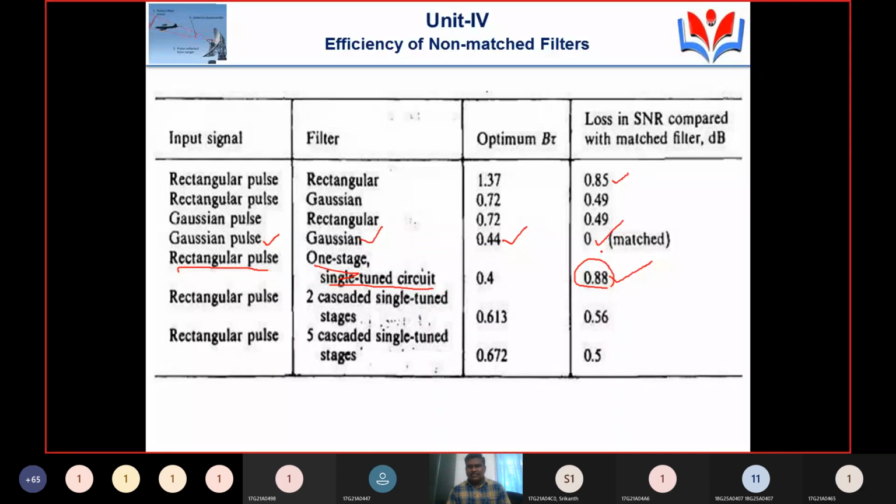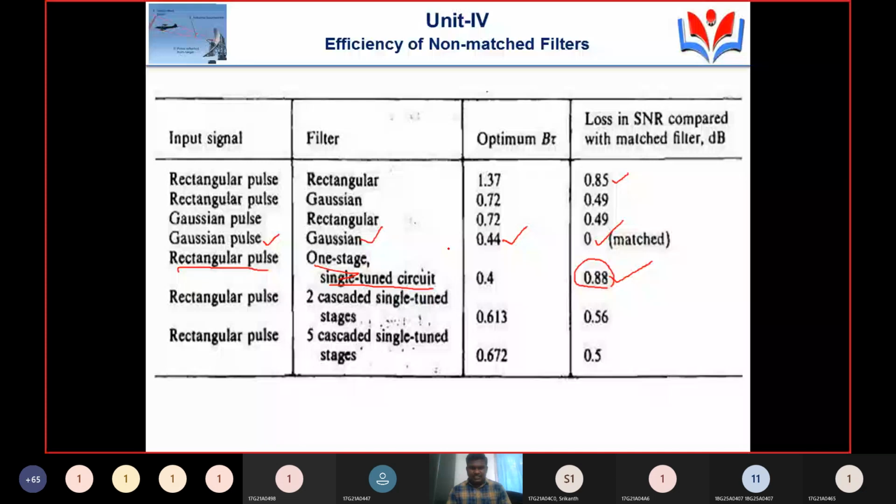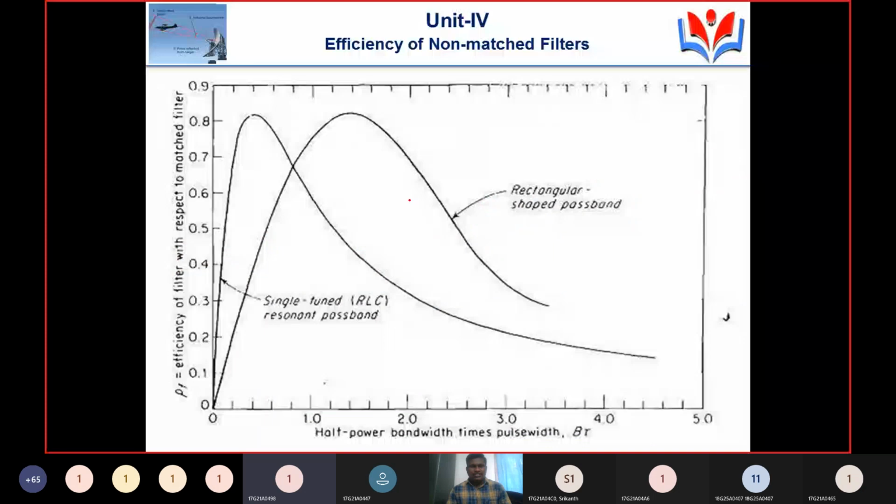It is a single tuned RLC resonance passband. This is the rectangular shaped passband, and a single tuned one stage. This is a comparison.